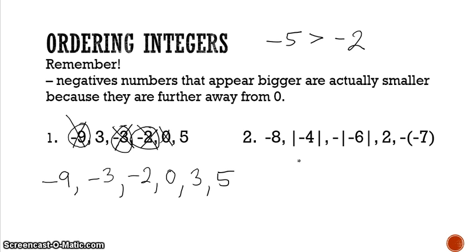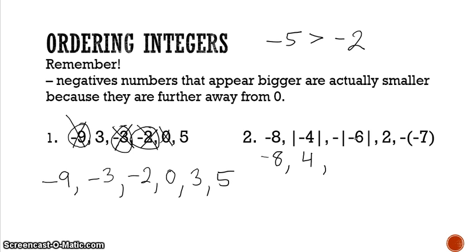So let's try this one. Here we need to take care of some messes. So negative 8 is good to go the way it is. How about absolute value of negative 4? Well, I'm just going to copy all these numbers over again. So absolute value of negative 4 is positive 4.